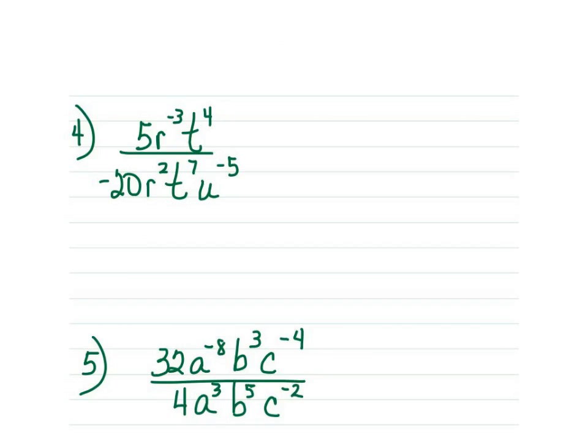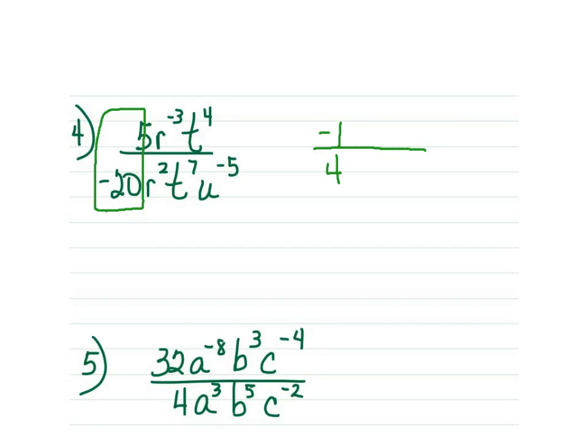Number 4. 5 r to the negative 3 t to the 4th divided by negative 20 r squared t to the 7th u to the negative 5th. Okay, let's work on this one step at a time. Let's start with the coefficients. 5 over negative 20. That can be reduced to negative 1 over 4.